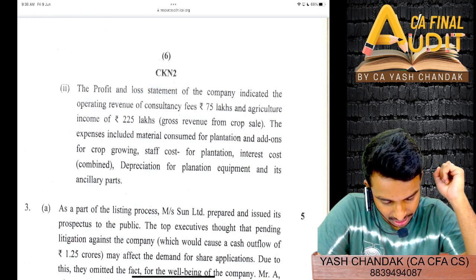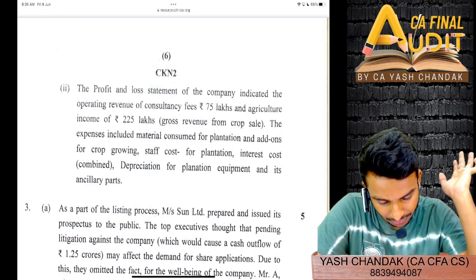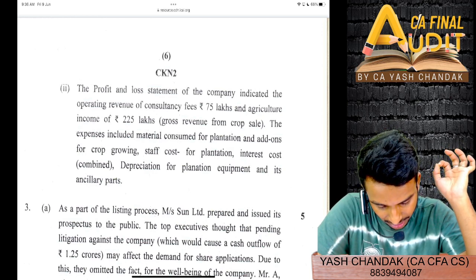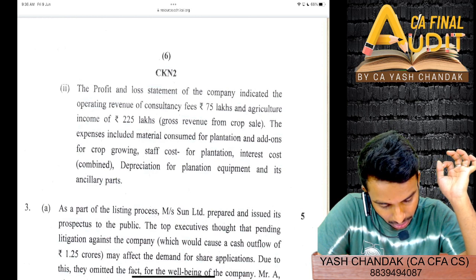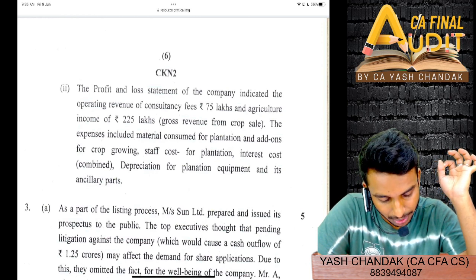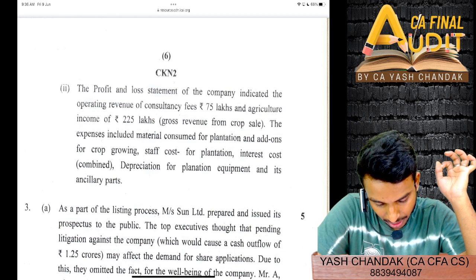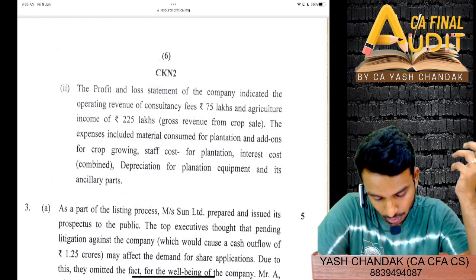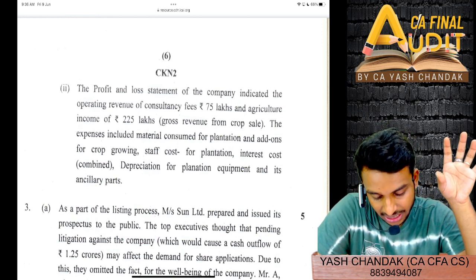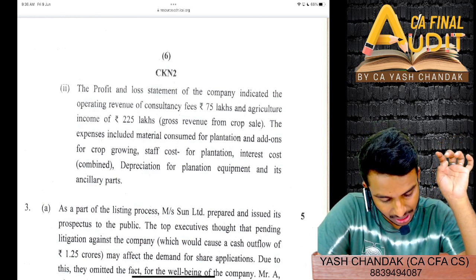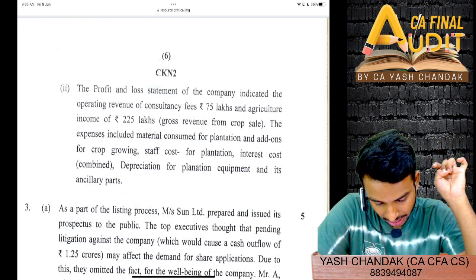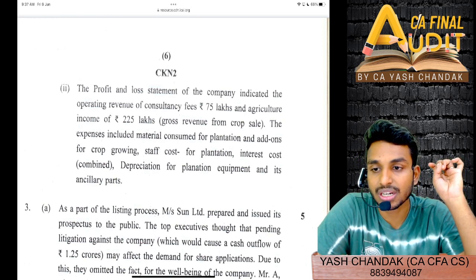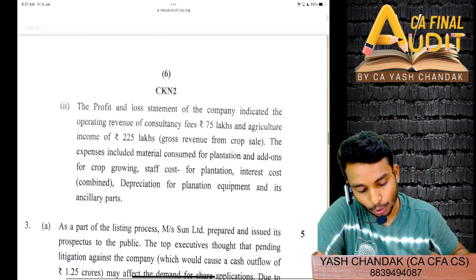The expense included material consumed for plantation. So this cost definitely relates to agriculture income. Add-ons for crop growing also relate to 225 lakh. Staff cost also relates to that only. Interest cost is combined, so maybe we have to bifurcate it in the ratio of 75 to 225. Whatever portion of the interest cost pertains to agriculture income cannot be allowed. And then the depreciation we might again have to see. So all these expenses against exempt income will be disallowed under section 14A, right? So the second point was easy.